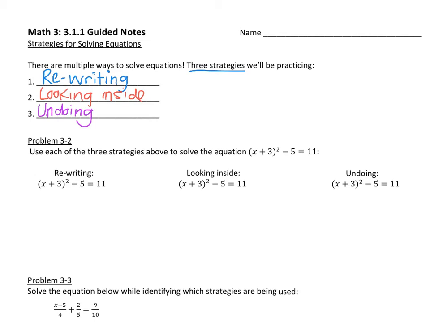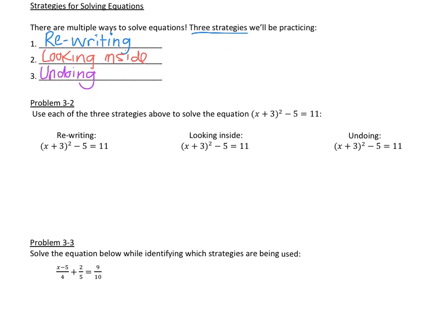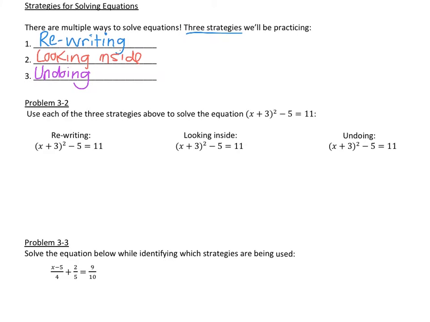Like I said, we're going to solve the same equation 3 times. So in this problem, we're going to solve this equation by first rewriting. So rewriting would just literally be rewriting it, something that has the same value or meaning as what we're looking at. We're just going to write it a little differently. So in this case, rewriting this would be rewriting x plus 3 squared as what that actually means. So something squared means you're multiplying by itself. So x plus 3 squared would be x plus 3 times x plus 3. And then minus 5 equals 11.